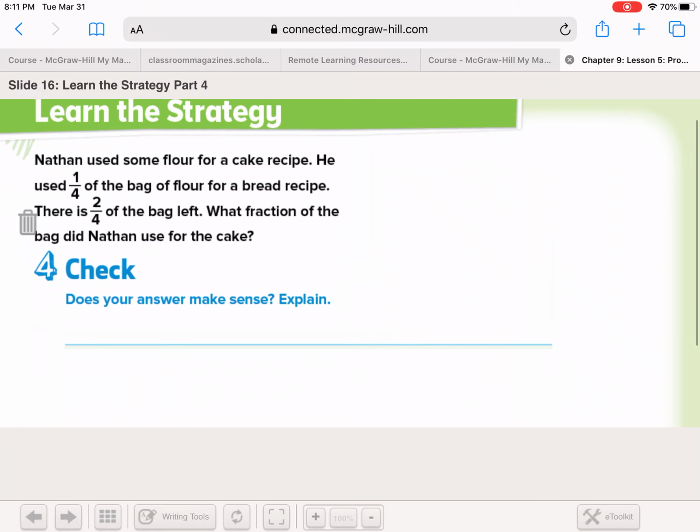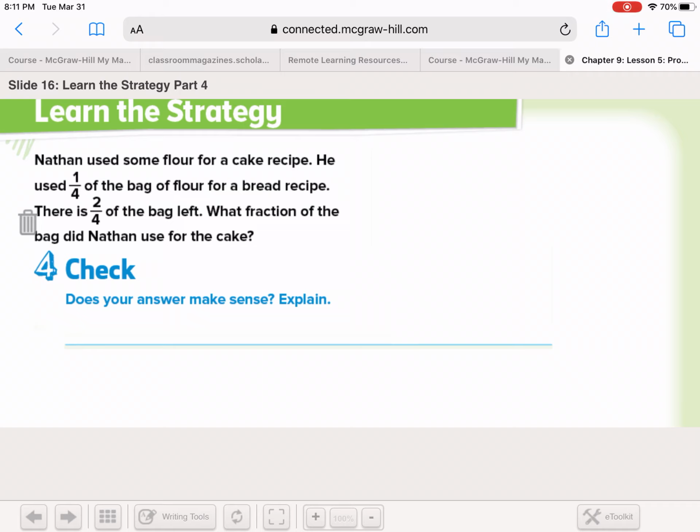Okay. So then they want us to check our answer. Does it make sense? Honestly, I am not going to ask you to check your answer and explain that. I get why they're saying it. The stinking park thing, they would ask you to explain that. Now, you could explain it, whether or not your answer makes sense.